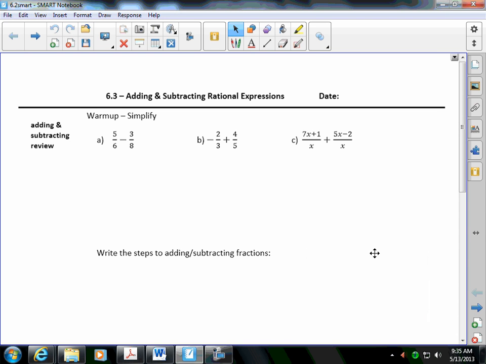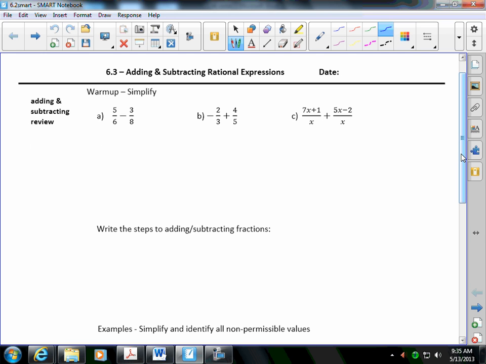Okay, so we're going to look at adding and subtracting rational expressions. Same rules apply as adding and subtracting rationals. When you have a fraction, you have to have common denominators in order to add or subtract. So for my first example here, I have 5/6 minus 3/8.